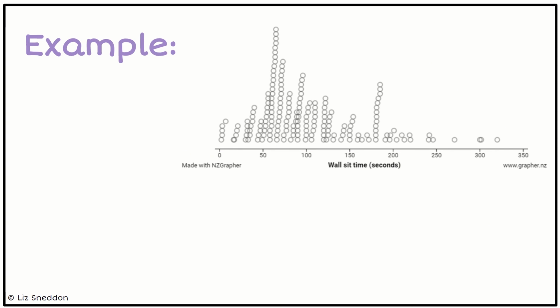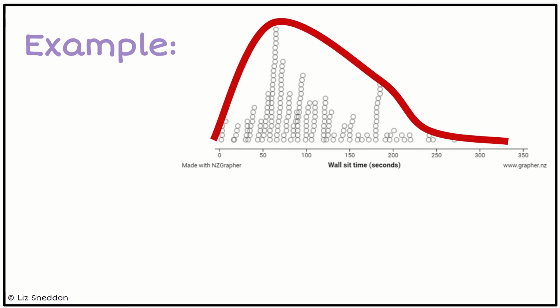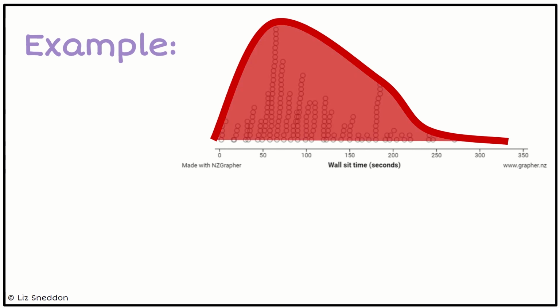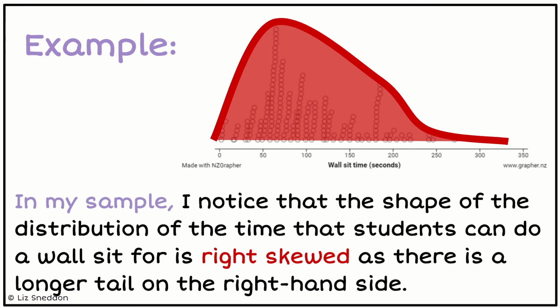Let's have a look at this one. So this is now looking at the wall sit time. So again, just that general shape over the top. And thinking about, well, what shape would that be? Well, I notice the tail is kind of longer on the left hand side. Sorry, on the right hand side now. So this one's going to be a right skewed shape. So I can say in my sample, I notice that the shape of the distribution of the time that students can do a wall sit for is right skewed, as there is a longer tail on the right hand side.